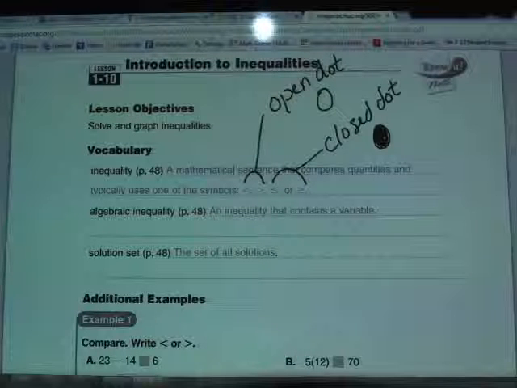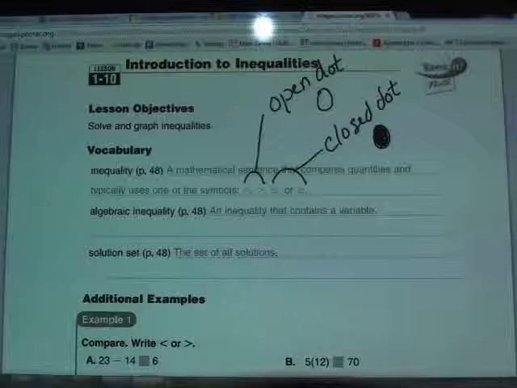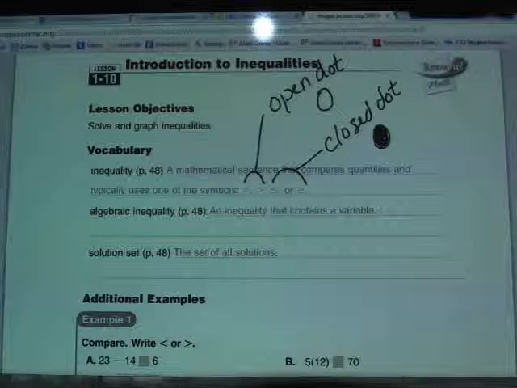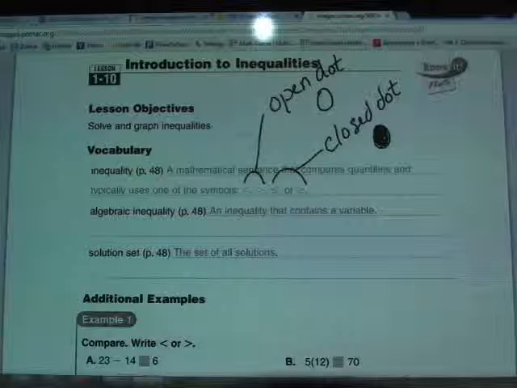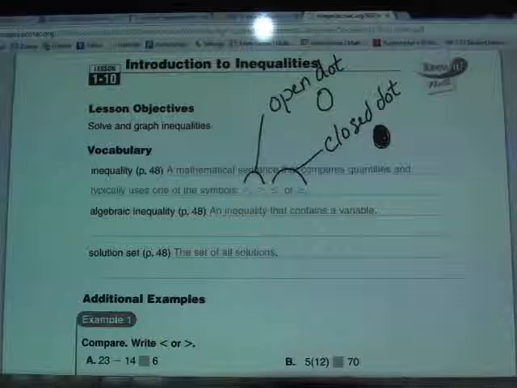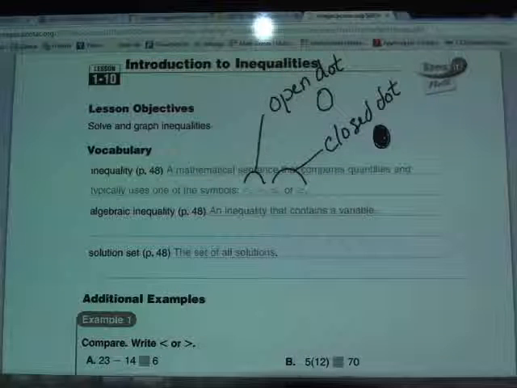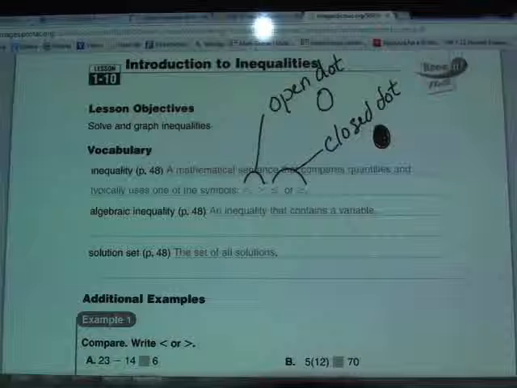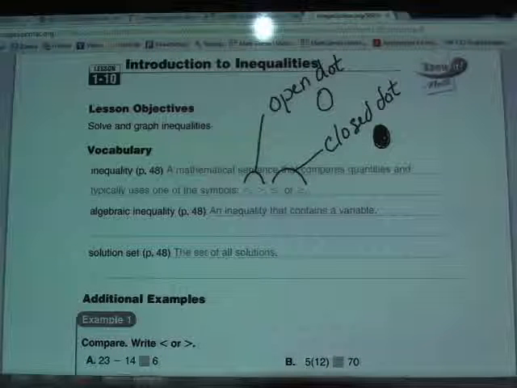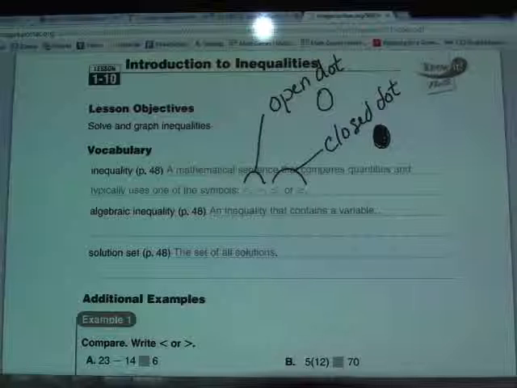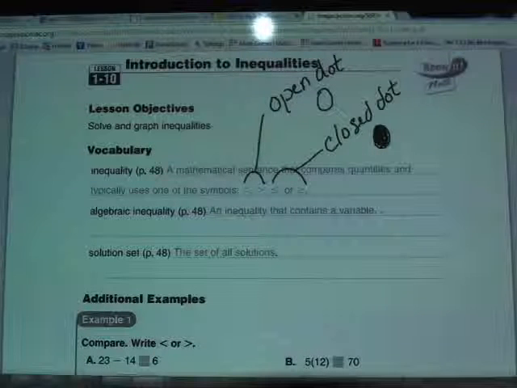As far as solution set, realize because these are inequalities, there's more than one value that can be a possible solution. If we go back to the example I used when we talked about the open dot, x is greater than 3, well, a number like 4 would work because 4 is greater than 3, and 5 would work, and 6 would work, and so on and so forth. All those numbers that make the inequality true, in this case all the numbers that are bigger than 3, are part of the solution set.